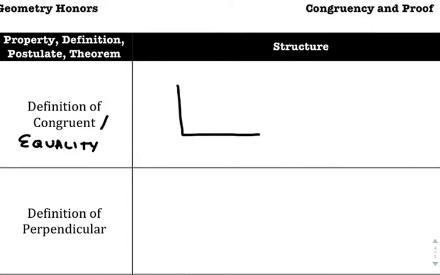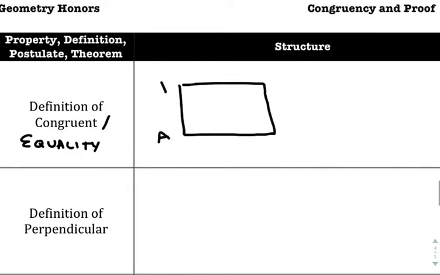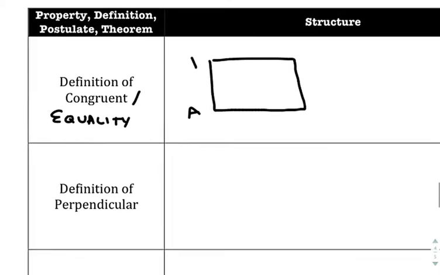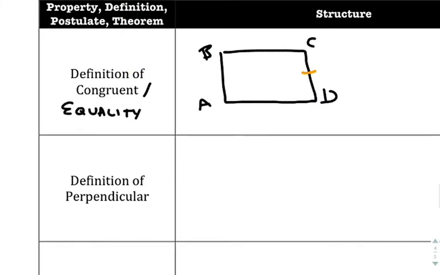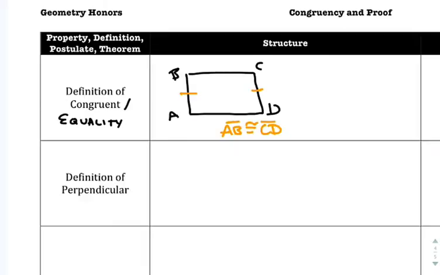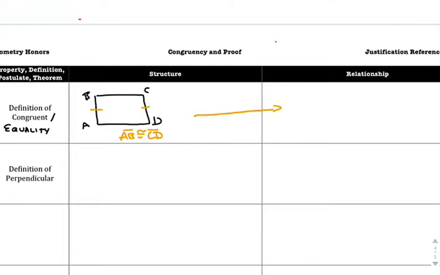So let's say I have this rectangle. Let's call it ABCD. And because you know it's a rectangle, you also know that these two sides are congruent. So in other words, AB is congruent to CD. Definition of equality, property of equality, definition of congruent, property of congruence. Remember, it's congruent, not congruence or congruency. If you know things are structurally identical, you can say that their measurements are going to be equal. And notice a couple things.